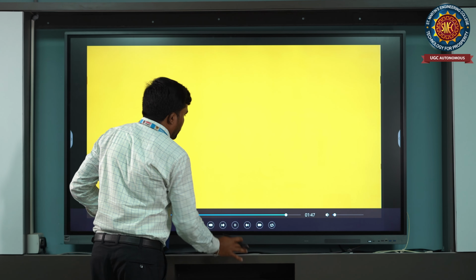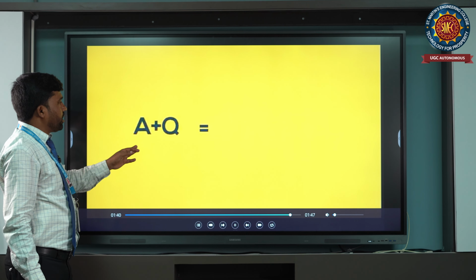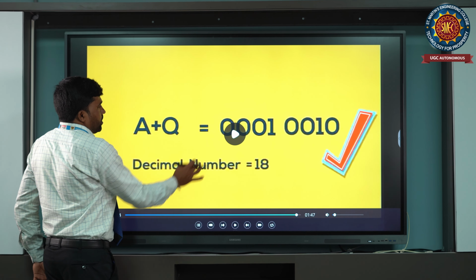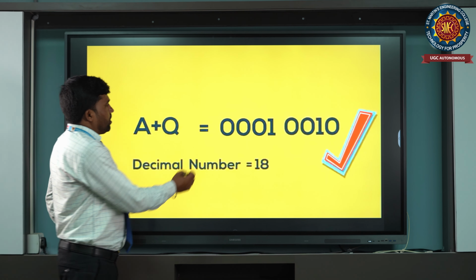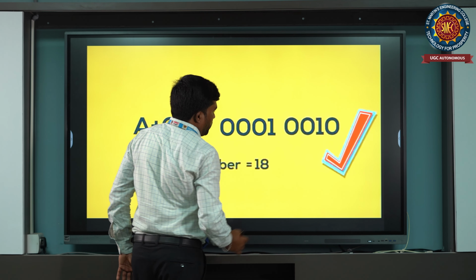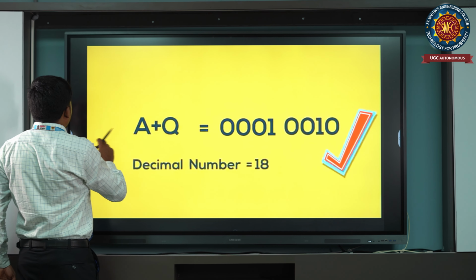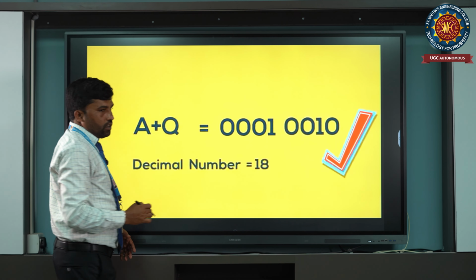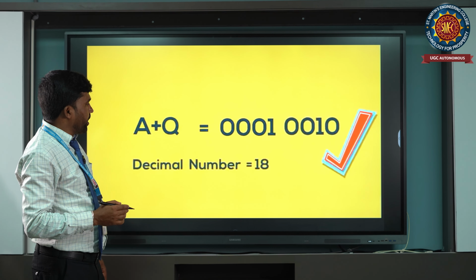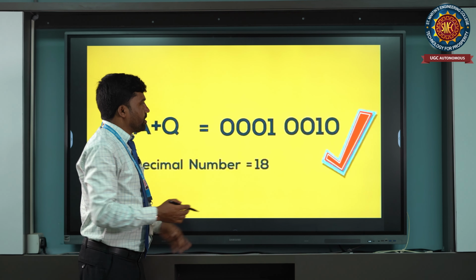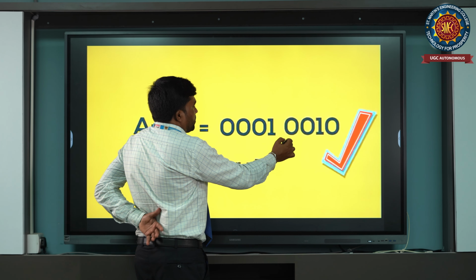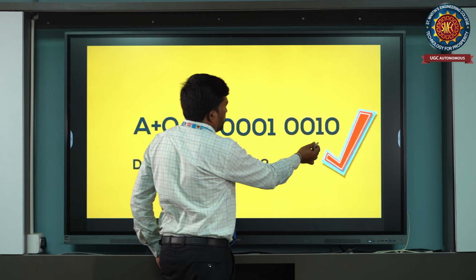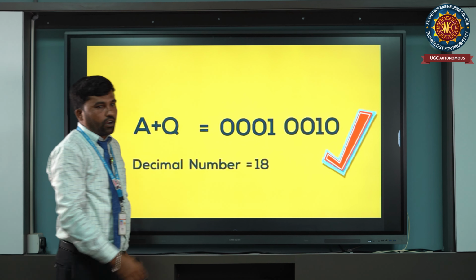Finally we get the output here. What is the output here? A plus Q. A plus Q gives 0 0 1 0 and 0 0 1 0. What is our example? 2 into 9. So 2 into 9 is 18. 18 is 1 2 4 8 16, so 16 plus 2 is 18. So finally we get the output 18.